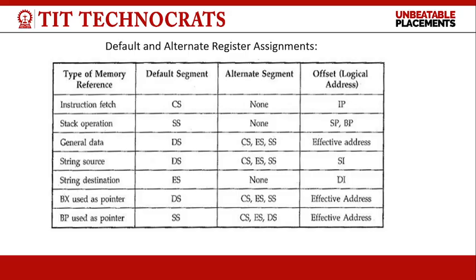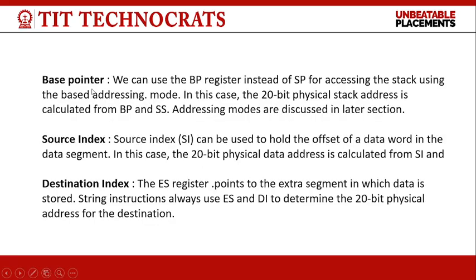And base pointer is also used as a pointer register. For this the default segment is stack segment. Here base pointer, source index, destination index and stack pointer. You can use the base pointer register instead of stack pointer for accessing the stack using the base addressing mode. In this case, the 20-bit physical stack address is calculated from base pointer and stack segment register. The addressing modes are discussed in later sections.